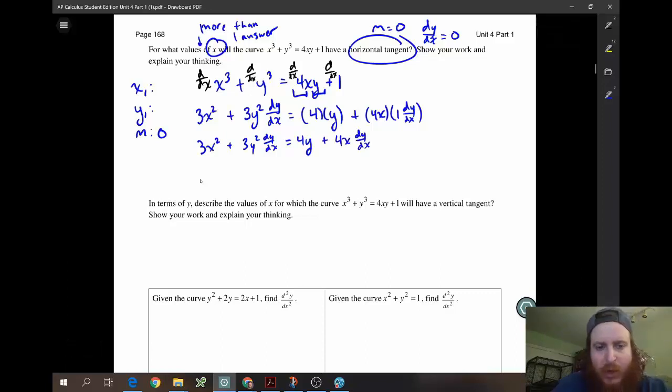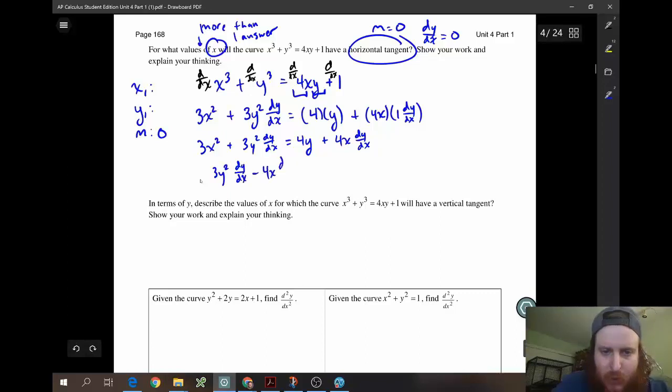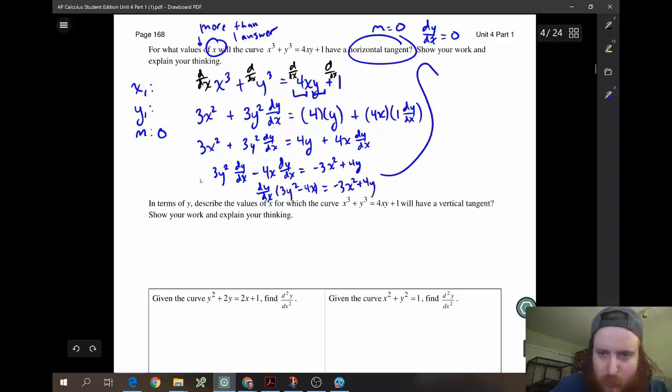Now, what's going to happen here is we want to move all of the dy/dx's to one side, all the x's to the other side. So we have 3y squared dy/dx minus 4x dy/dx equals negative 3x squared plus 4y. Factor out a dy/dx. And then divide. We get dy/dx equals negative 3x squared plus 4y over 3y squared minus 4x.